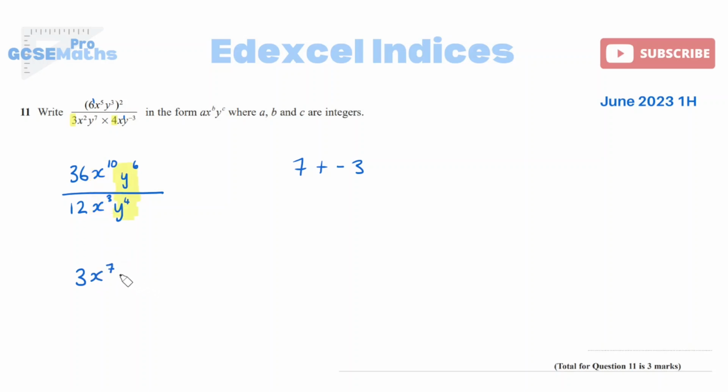Final column, exactly the same. Subtract the powers. 6 minus 4 is 2. So our answer is 3x to the power of 7, y to the power of 2. It's just all of the index laws bundled into one question.